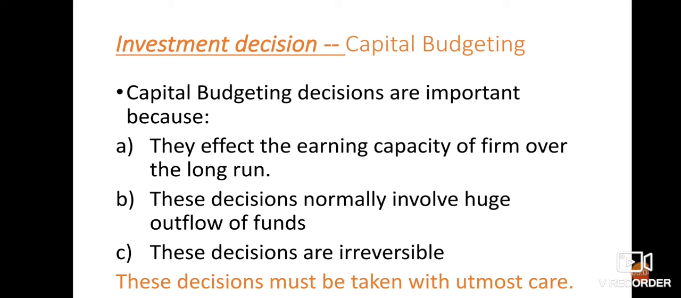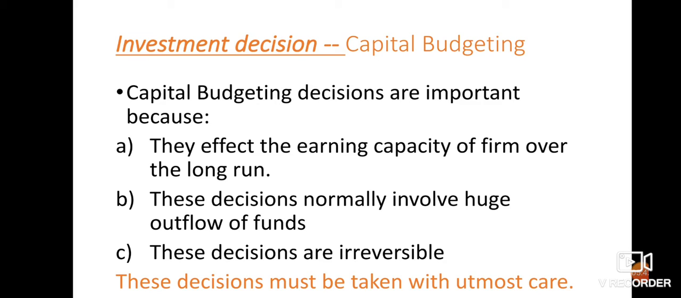Capital budgeting decisions are important because they affect the earning capacity of the firm over the long run. These decisions are very crucial for any business since they affect its earning capacity in the long run. The size of assets, profitability, competition are all affected by the capital budgeting decision. Next, B. These decisions normally involve huge outflow of funds.